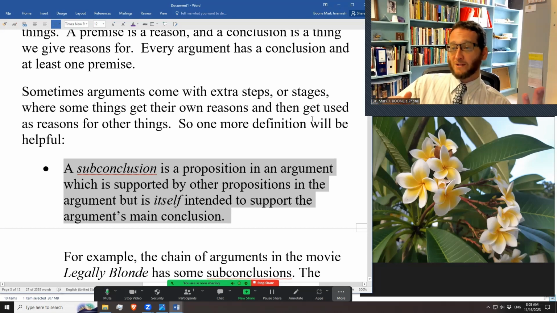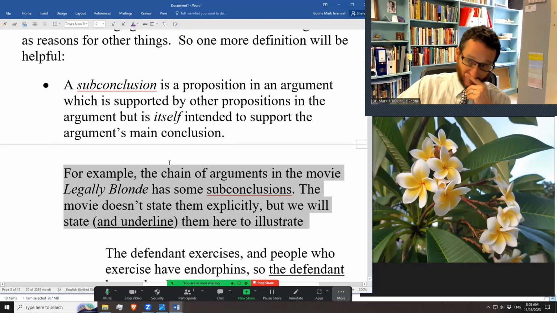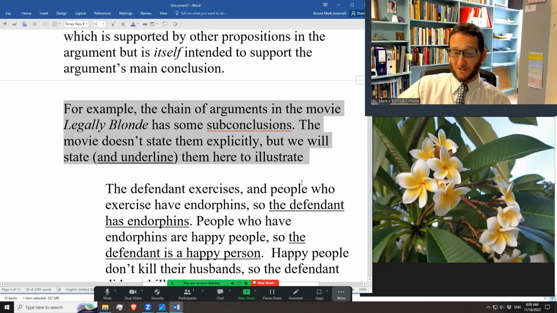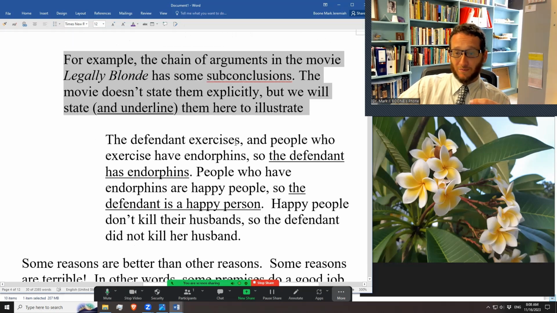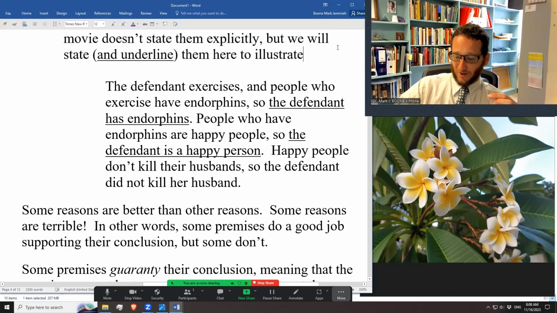In other words, it's a premise with respect to the final conclusion of the argument, but it has its own premises supporting it. So in the chain of arguments in the movie Legally Blonde, we had some subconclusions. The movie didn't state them explicitly, but I do in the textbook I'm writing, and so I state them and underline them here to illustrate.